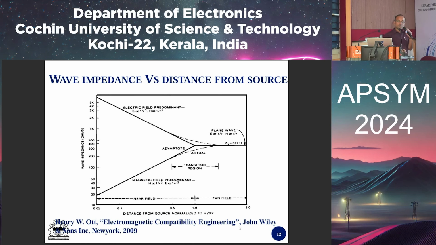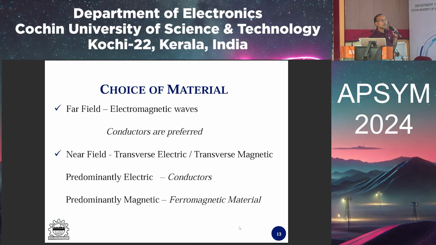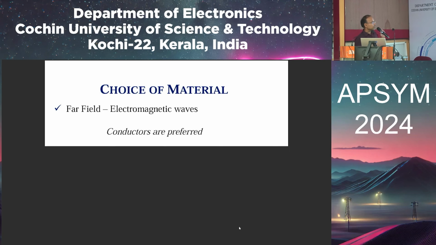Based on the field, whether it is near field or far field, and even in the near field, whether it is electric field or magnetic field, we need to choose the material appropriately. For example, if it is far field, we can go for conductors. It is not that a standalone conductor can provide the required electromagnetic shielding. Yes, it will, but for the desired bandwidth, we need to go for a sandwiched kind of frequency selective surface. If it is near field and predominantly electric, we go for conductors as the most preferred material, and if it is predominantly magnetic, we go for ferromagnetic materials.